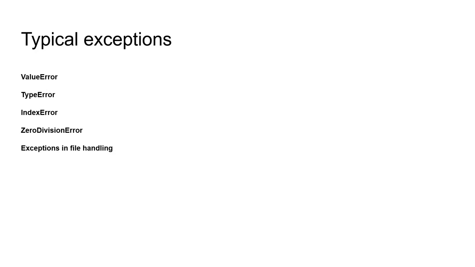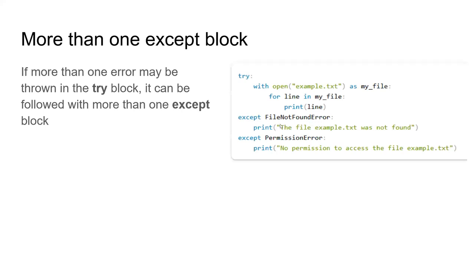And then there are several exceptions that might happen when you're handling files. There are examples of these in the material, but for example, you might be missing the file, you might have an incorrect file name, you may not have the correct privileges to read the file, and so on. There might be more. If there's more than one possible error that might happen in the try block, you can have several except blocks following that one.